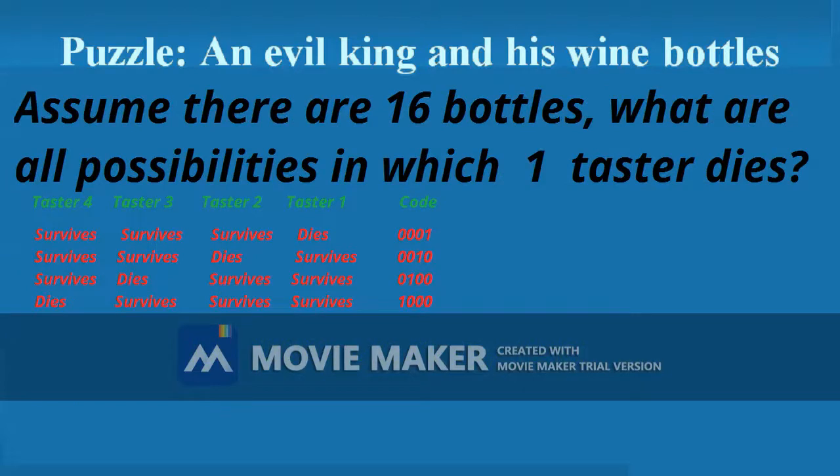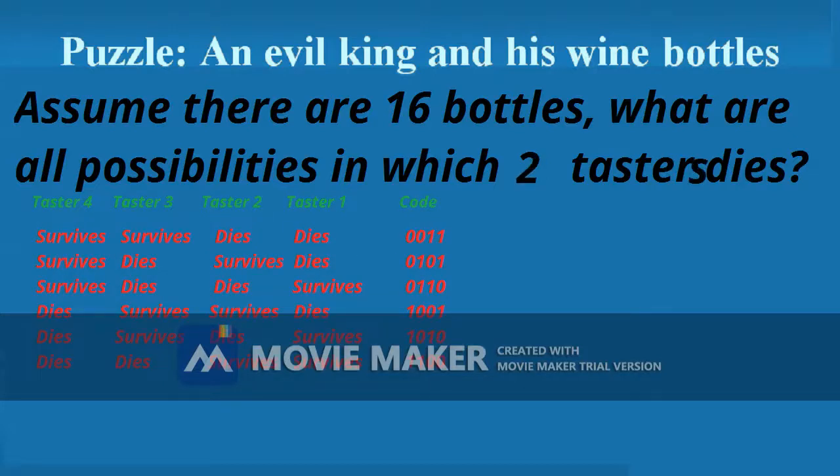Assume that there are 16 wine bottles. What are all the possibilities in which only one tester dies out of the 4? The answer is given in the slide. These are the 4 possibilities in which only one tester will die. The remaining 3 will survive.